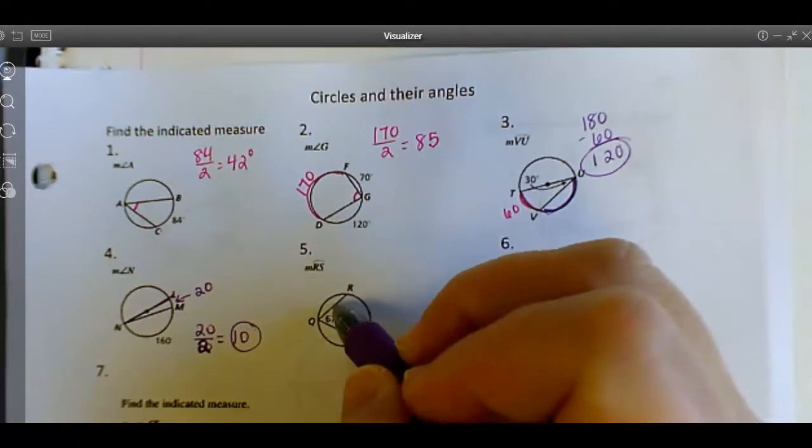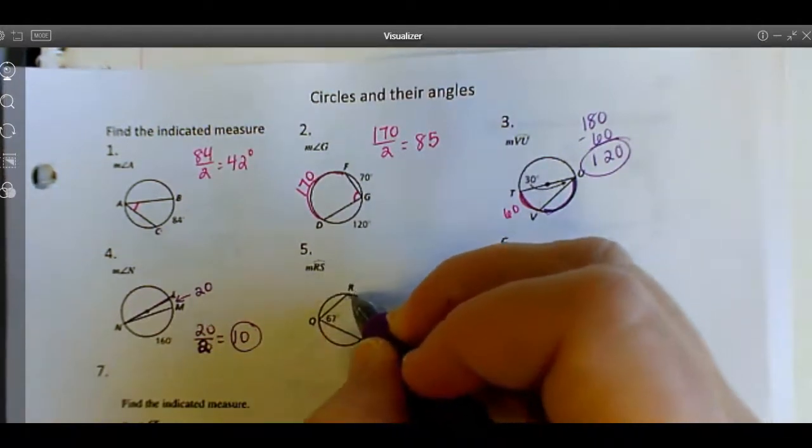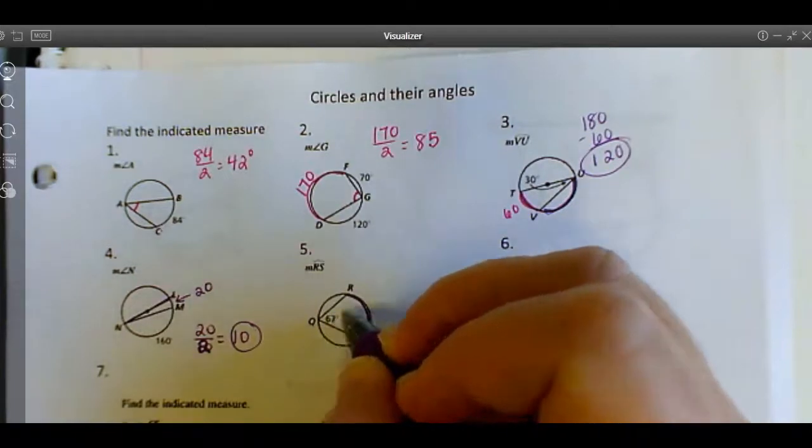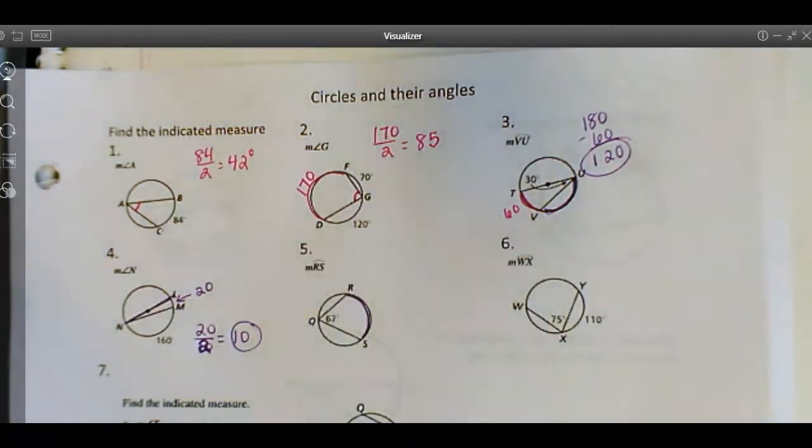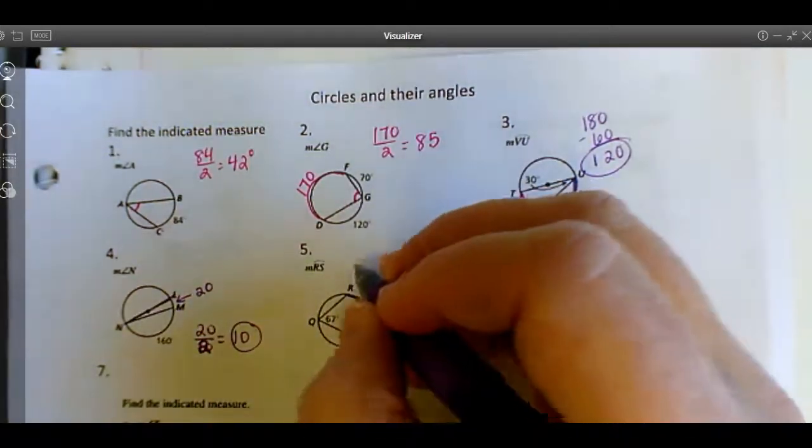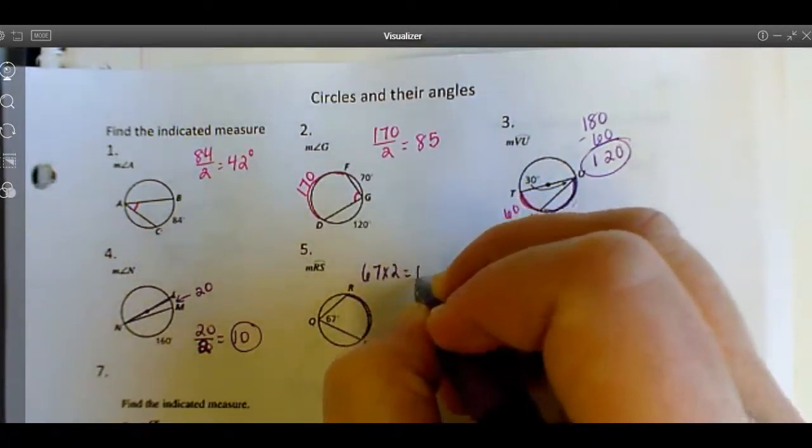Alright, here we have an angle, and it's asking me to find the arc RS. Since that one's the one across from it, I'm just going to take 67 and multiply by 2. And I get 134.